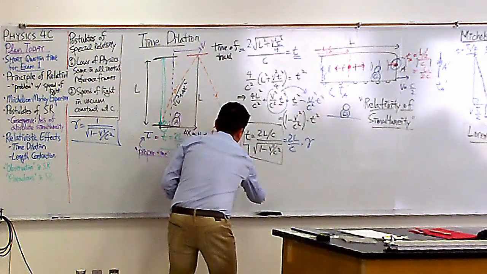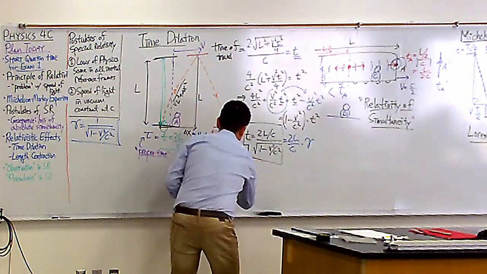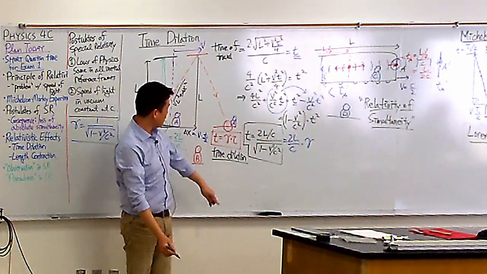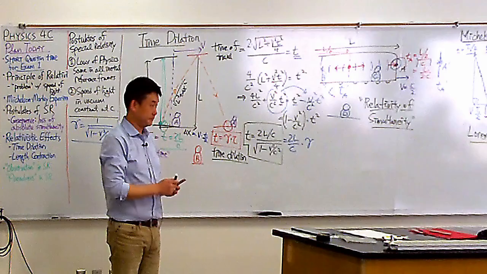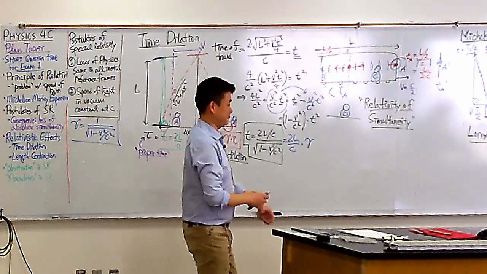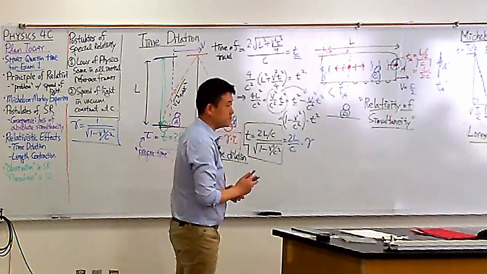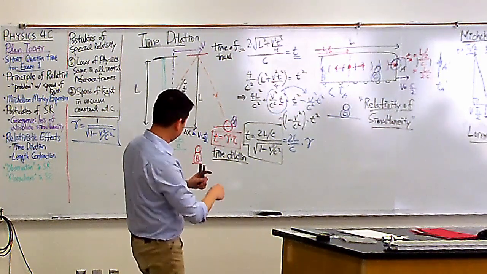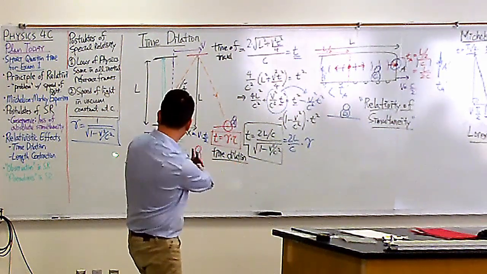Does anyone see why we call it time dilation? Everyone here knows what dilation means, right? Making things longer. Why are we calling this time dilation? Because gamma is always greater than 1. Yeah, gamma is always greater than 1. That's actually a good thing to note. Thank you, Gauger.